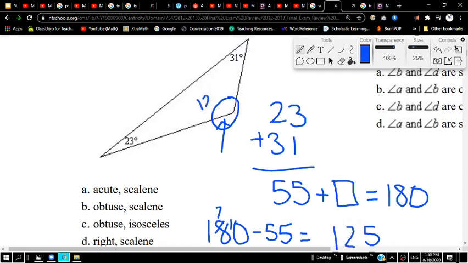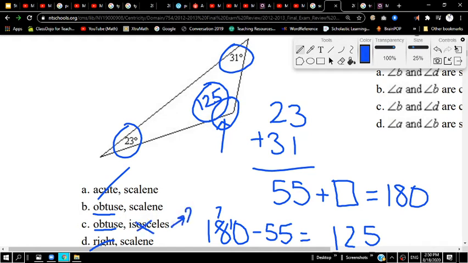This one is 125. Well, since they're all different angle measurements, I know that this cannot be acute. And it cannot be right because it's not 90 degrees. So it's got to be obtuse. Now, since each one of these is different, that also means that all the sides are going to be different too. So I know that this cannot be isosceles. Otherwise, two of the sides are the same. So it's got to be obtuse and scalene.